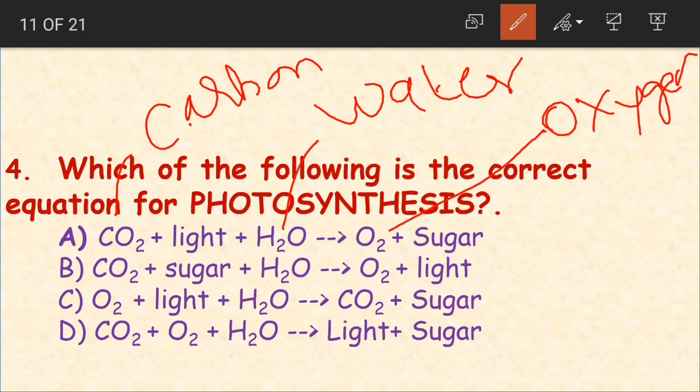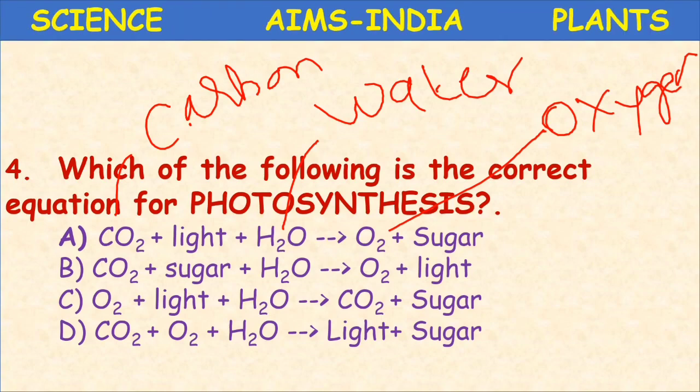C option is oxygen plus light plus carbon dioxide, water results in carbon dioxide plus sugar. And the fourth option is carbon dioxide plus oxygen plus water results in light plus sugar. So what is the correct answer? Photosynthesis. By this you must be aware of the process of photosynthesis. A option is the correct answer. Why? Because carbon dioxide plus light plus water is giving the plant oxygen and glucose, that is nothing but sugar. Clear, children? So that is why A option is the correct answer. You have to remember CO2 and O2, that is carbon dioxide and oxygen.